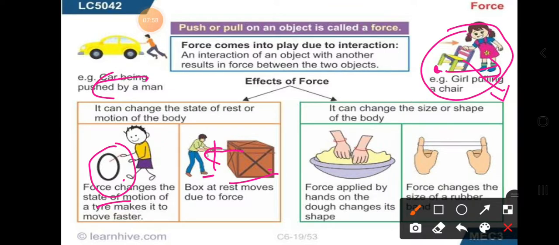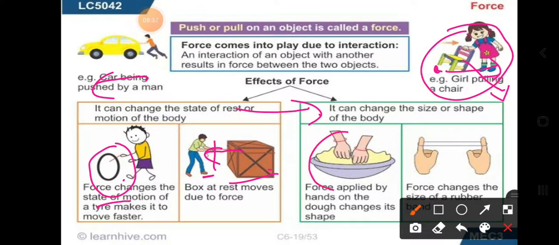Now the second effect is that force can even stop a moving object. Like when you are riding a bicycle very fast and you apply the brake, your bicycle will stop. That means a force acting on a moving object will stop it.